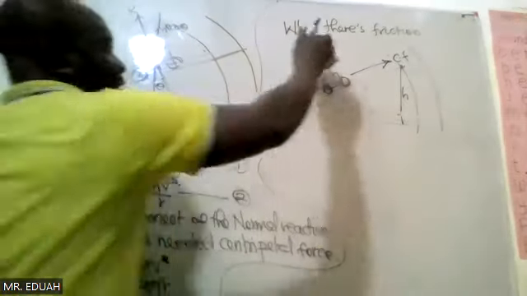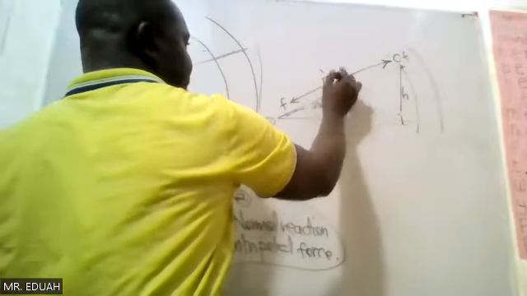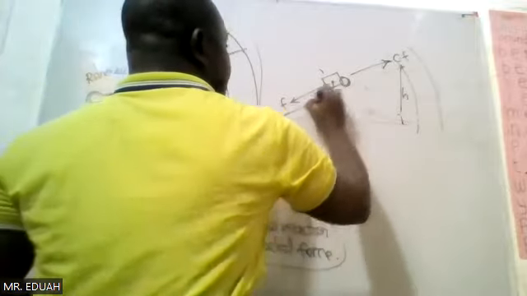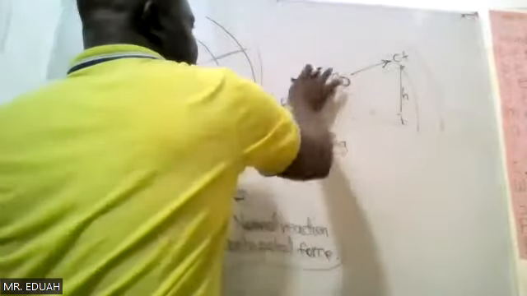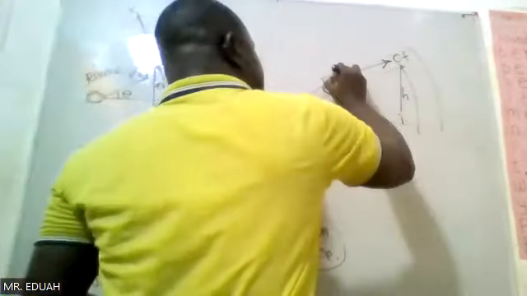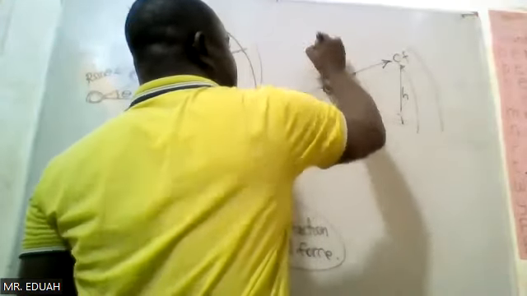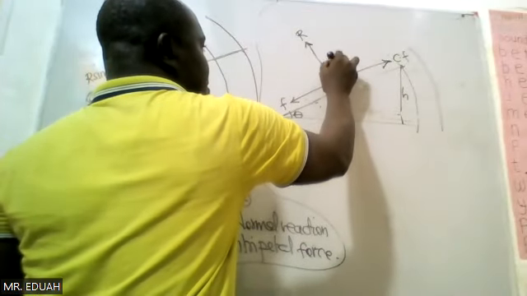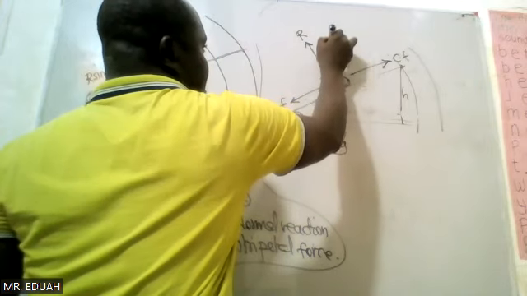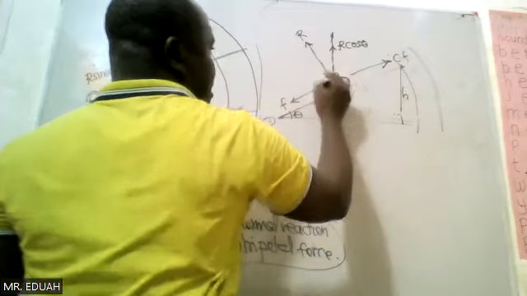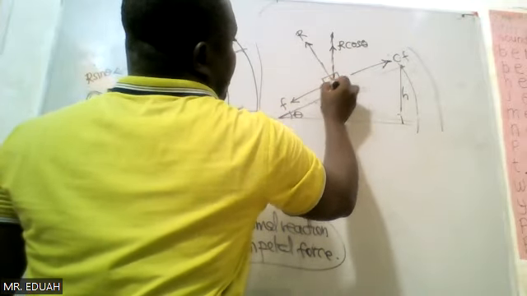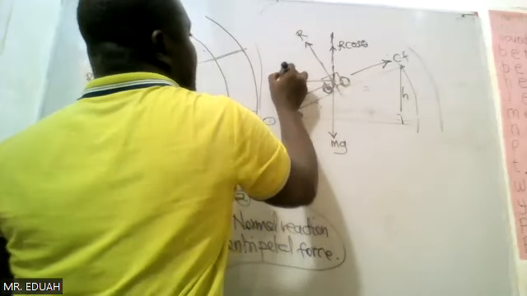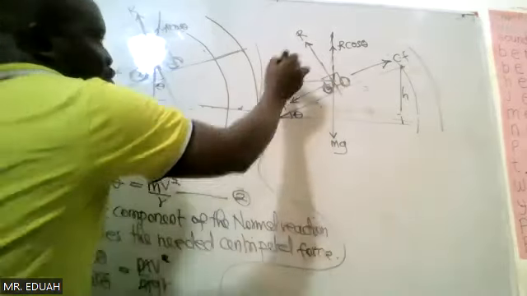Now, the normal reaction is here, perpendicular to the horizontal, and mg, its weight, is here. Because the car glides on the road, there will be the normal reaction perpendicular to the surface of the road, and so R is here. When you resolve this, you still have R cos theta, and then R sine theta, acting here as we saw.